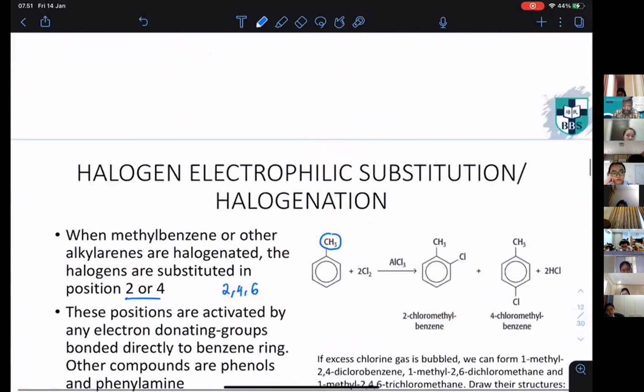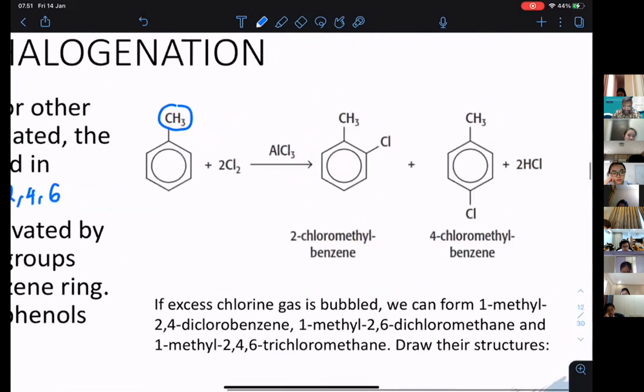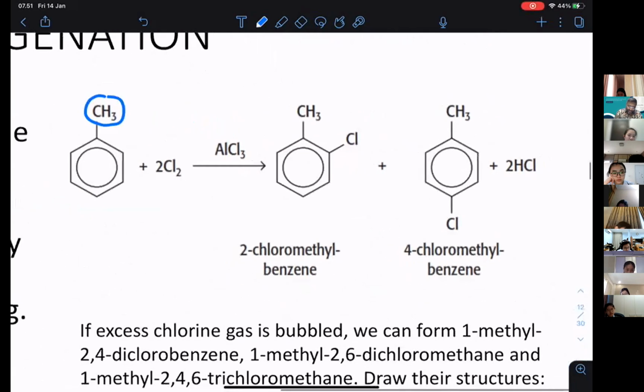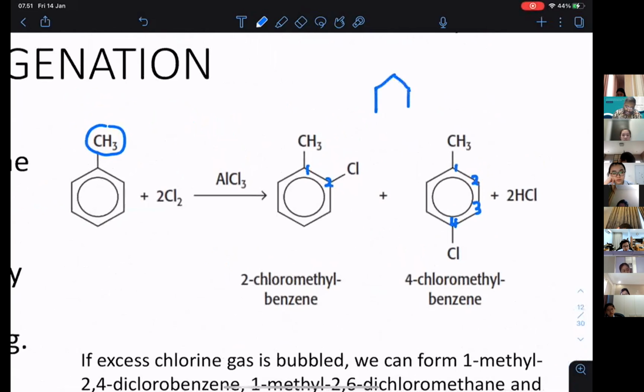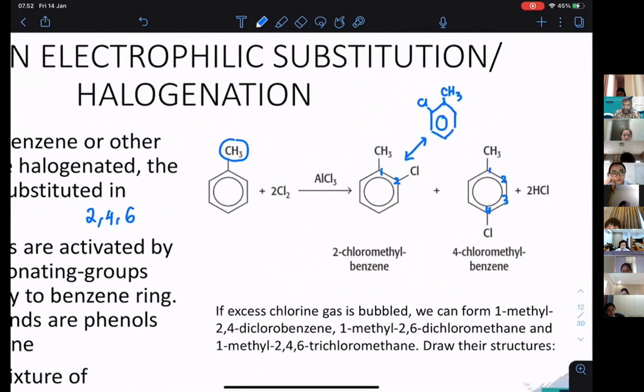Now, when you have this methyl benzene, this is position 1. You can activate position 2 and position number 4, so the Cl comes at position 2 and position number 4. Some students will ask why it didn't go to position number 6. If it goes to position 6, the Cl will come over here, which is the same as position 2. They are the same. So you are going to get a mixture.